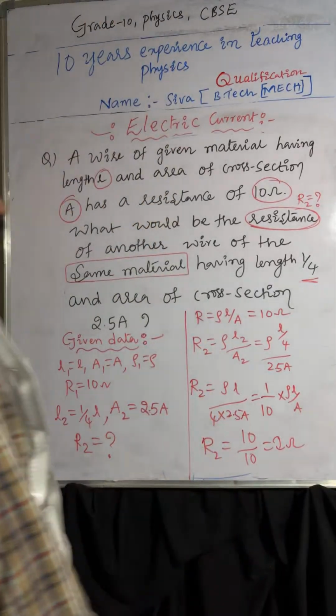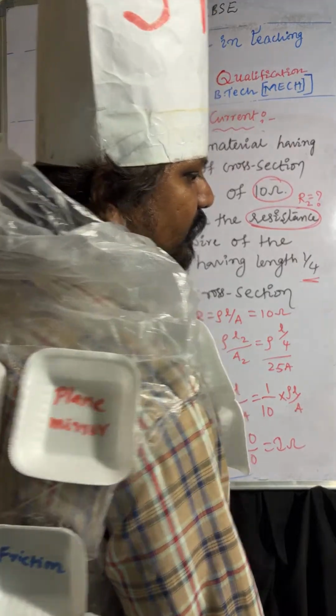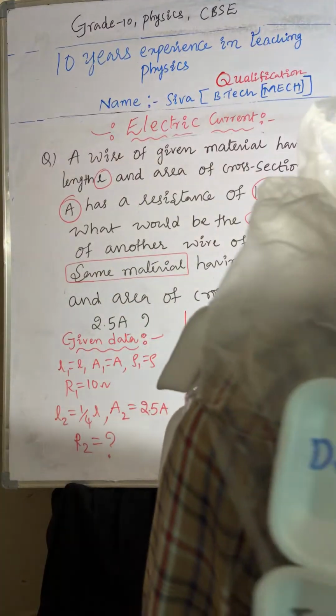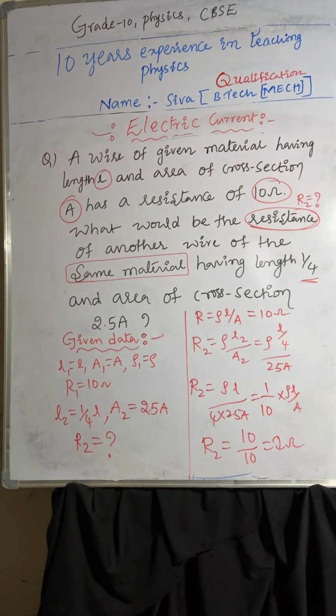Is it clear? So you'll get 1 ohm. Check once, is it correct or not? So that is the correct answer. Right, so going to the next question. You have to identify the given data first, then go to the formula, substitute the values, then you'll get the answer. Understood or not?